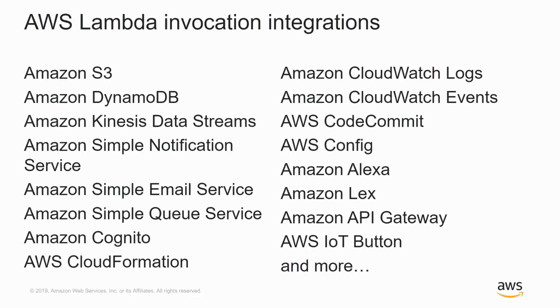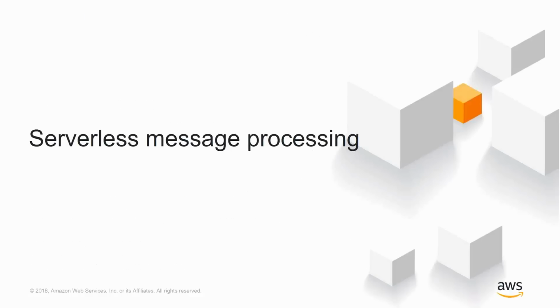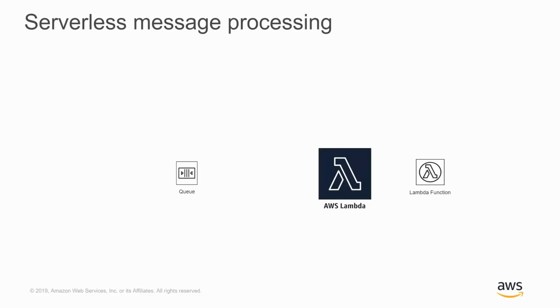Since Lambda launched integration with SQS as an event source, we can get to the topic of serverless message processing. SQS is a serverless queue. Lambda is a serverless compute offering. So let's look at the high level of how it actually works. We've got an SQS queue, we've got the Lambda service, and we've got the customer-provided Lambda function.